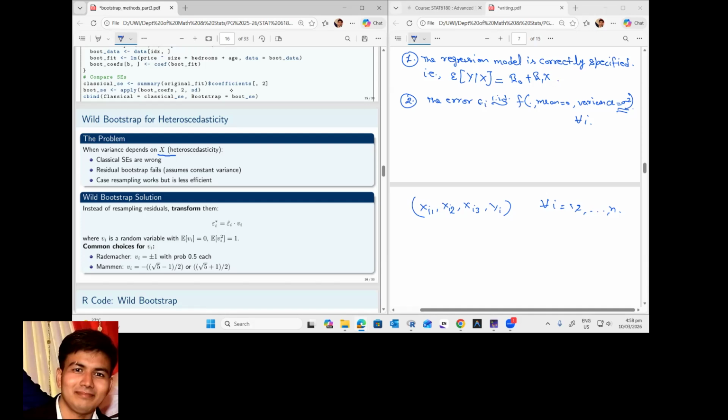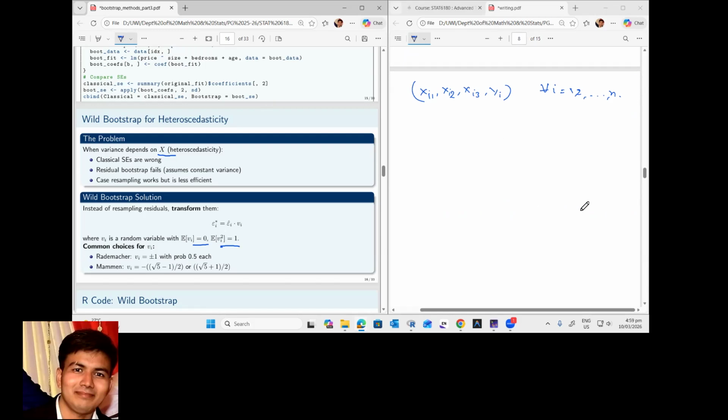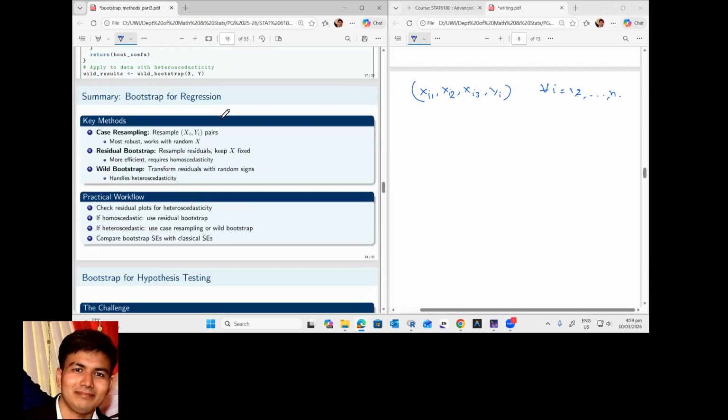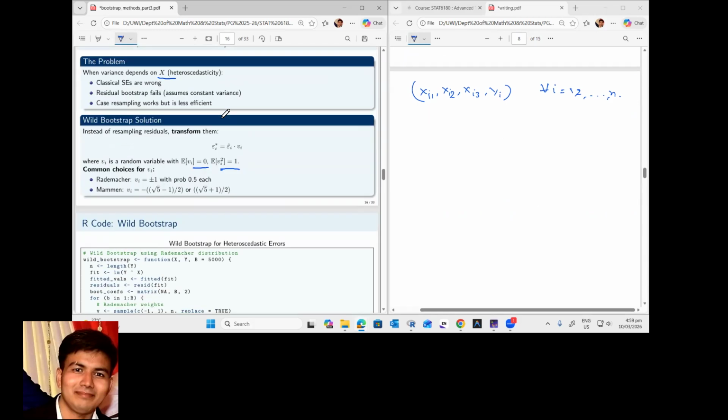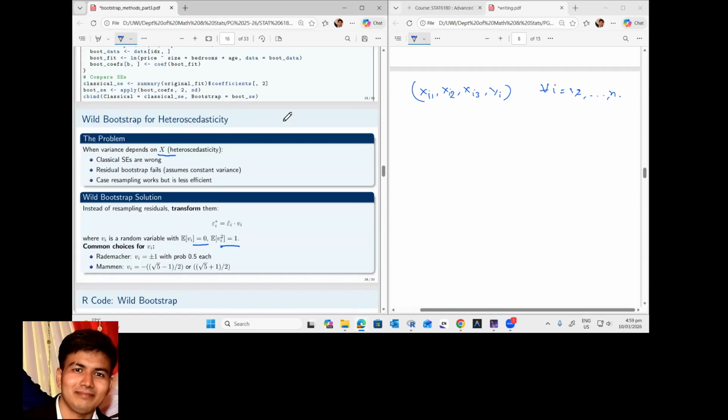So this is the wild bootstrap solution. Instead of resampling the residuals, transform them: epsilon i star equals epsilon i cap times Vi, where Vi is a random variable with mean 0 and variance, expected value of Vi squared, equal to 1. The two common choices for Vi are the Rademacher and Mammen distributions. These are the two distributions that we assume in the wild bootstrap. So I will give you the entire algorithm.